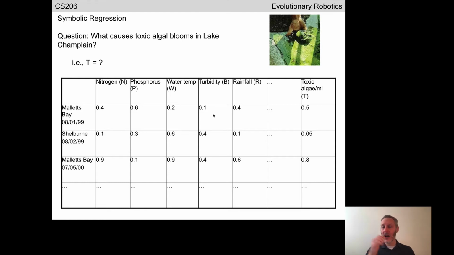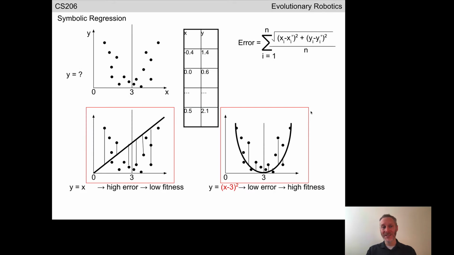Turbidity, how opaque is the water? Is it see-through, or can we not see very well? How much rainfall was there today? How much yesterday? How much a week ago? And then finally, we measure Y, which we're going to call T here.